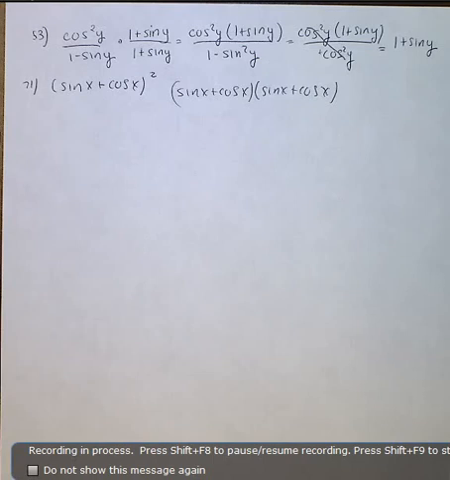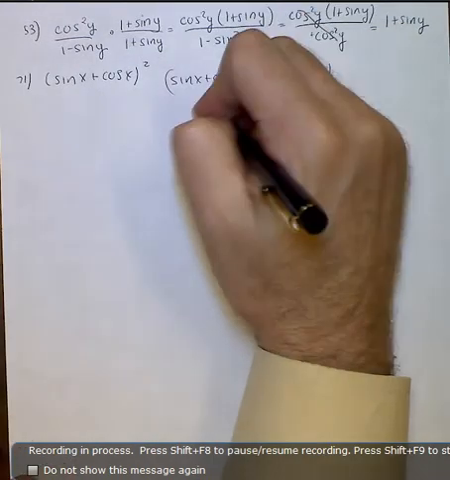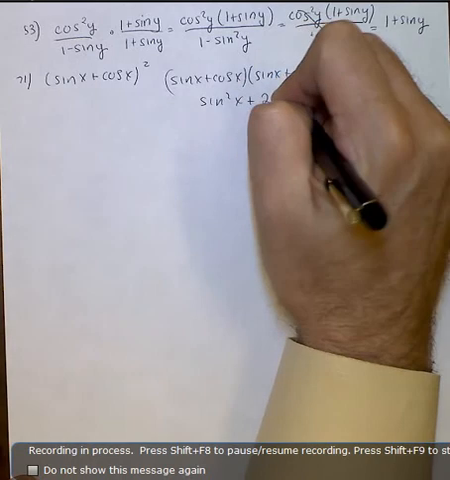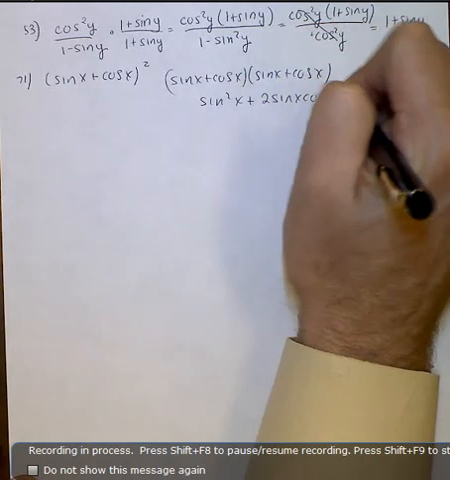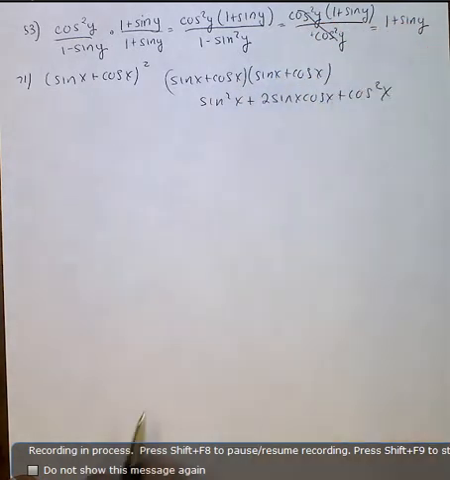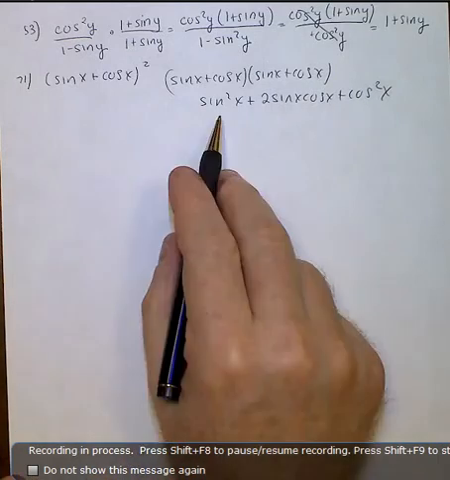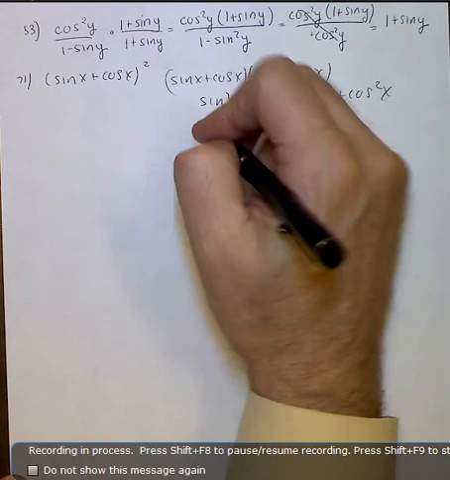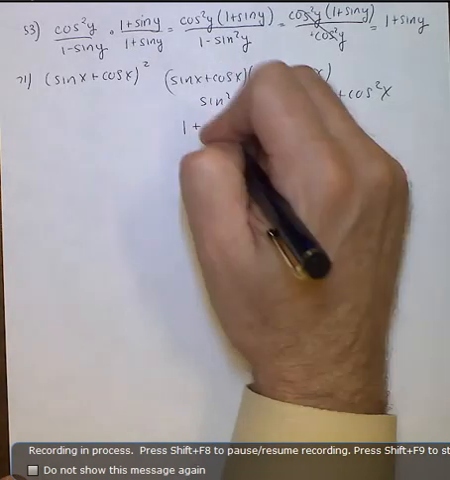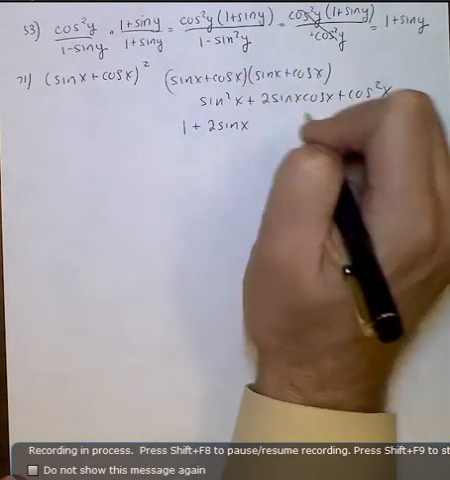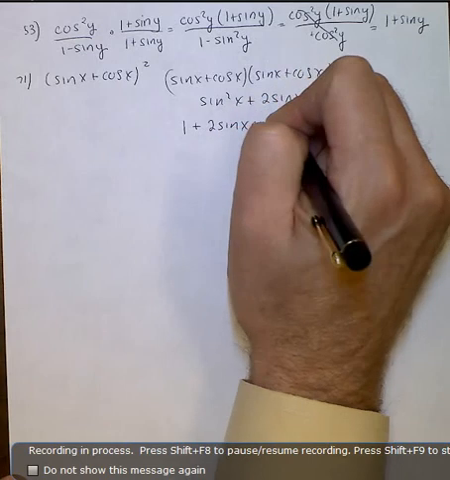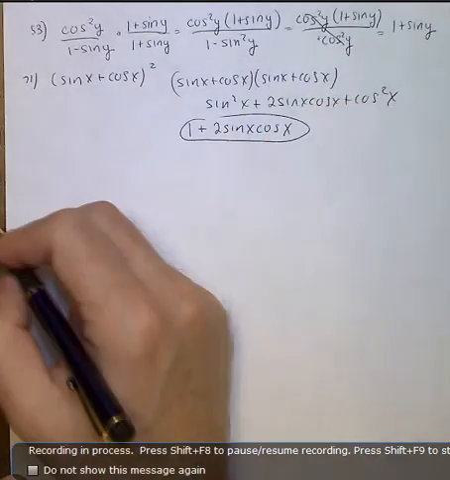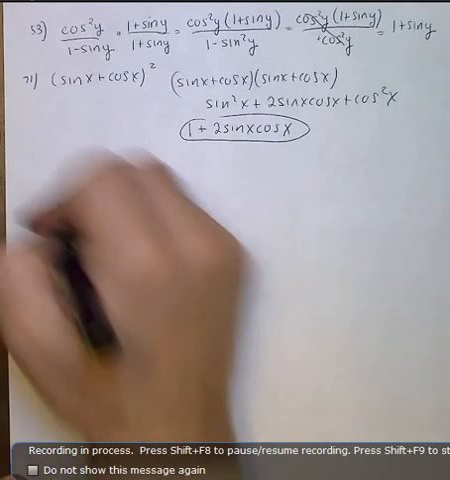When we FOIL that, we get sine squared x plus 2 sine x cosine x plus cosine squared x. Once again, you should see a Pythagorean identity: sine squared x plus cosine squared x is 1. So we're left with 1 plus 2 sine x cosine x. And that's your answer. The third one I'll do to get you started is number 77.